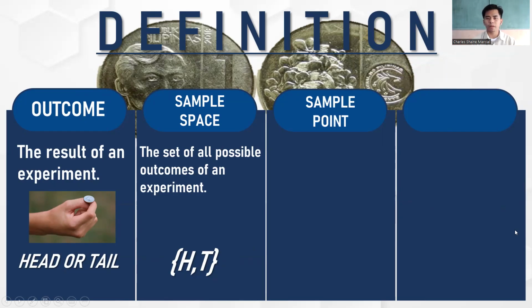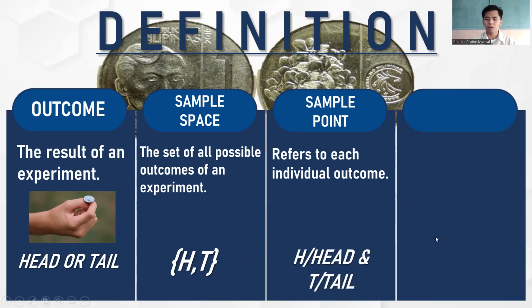Next, we have the sample point. When we see sample point, it refers to each individual outcome. Okay, so since individual outcome sa head or tail, when we toss a coin, sabihin yun yung magiging sample point natin. It's either head or tail. Okay, we can use the initials of the possible outcome or we can just write the outcome itself. Okay, next is an event.